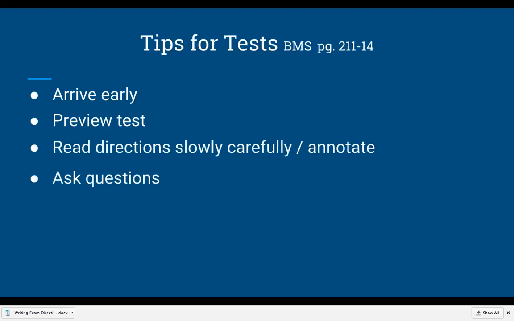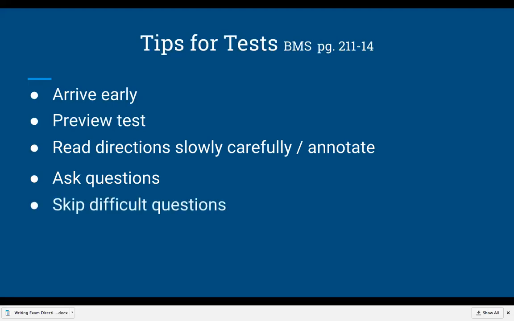Ask questions in a face-to-face class. Ask questions if you can in an online setting, however that is available to you. Otherwise, make sure you get your questions answered thoroughly before you sit down to take a test. This means that studying beforehand is really important because questions will naturally arise as you're preparing for a test.